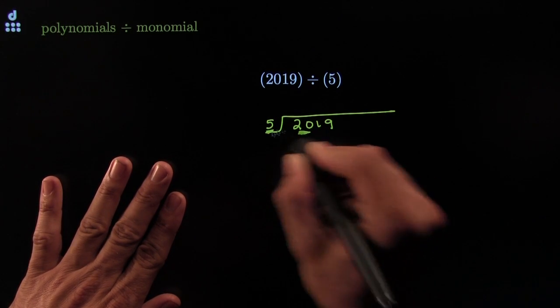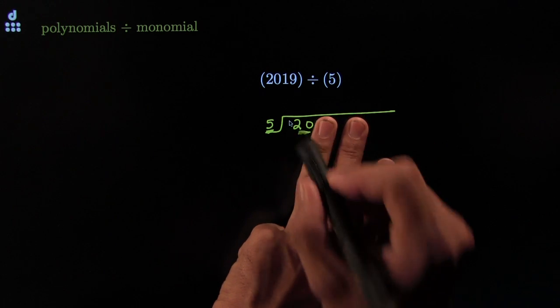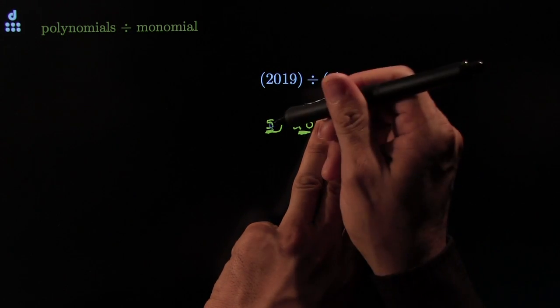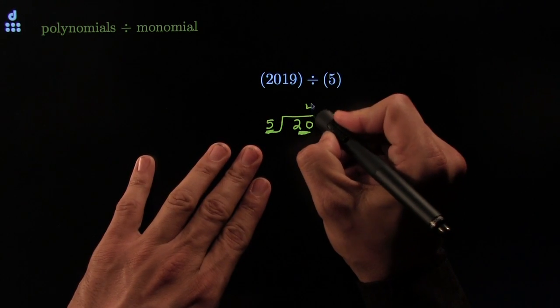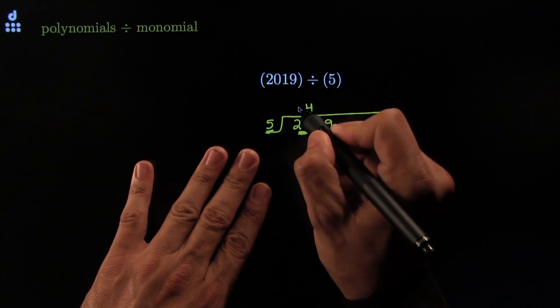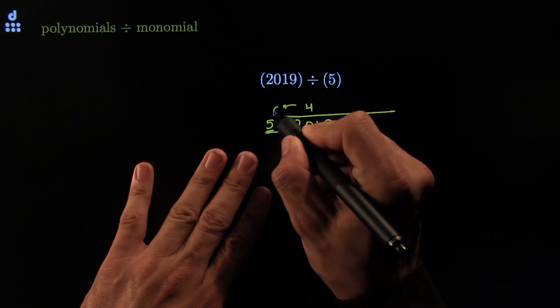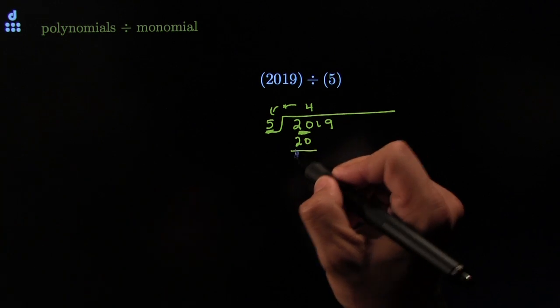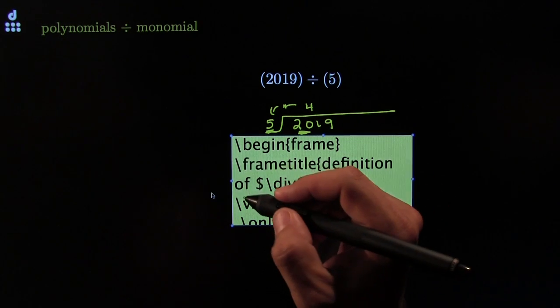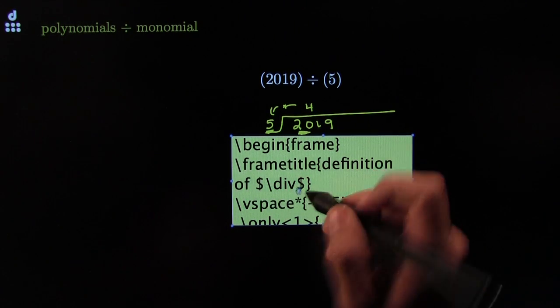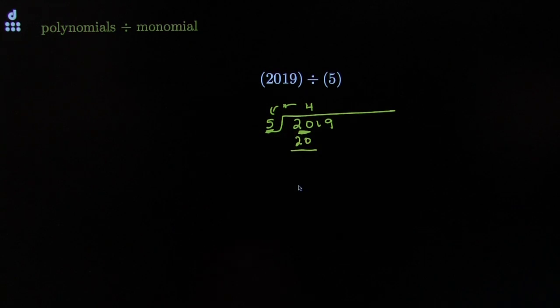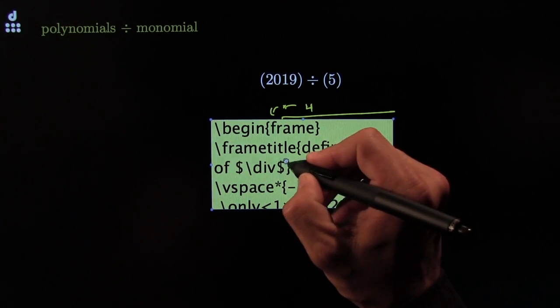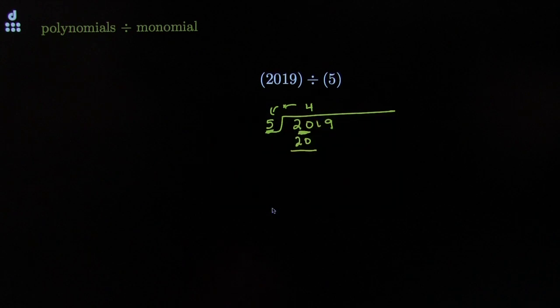For example, the 5 and the 20, and you would ignore everything else and just focus on the 5 and 20, and ask yourself, oh, how many times will it go there? And you'd say, oh, it might go 4. And after you figure that out, you would multiply the 4 times the 5, and you would write it beneath here.